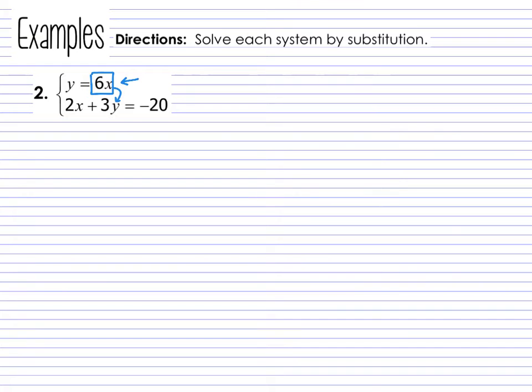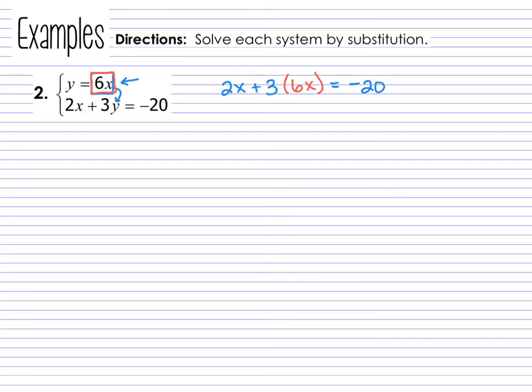I'm going to rewrite the second equation, 2x plus 3. Now here's that y value. So I need to take what y is equal to from the other equation and plug it in. So we've got 3 times y is 6x. Keep writing the equation, equals -20. So by substituting in 6x, which is equal to y, I have 2x plus 3 times 6x equals -20.